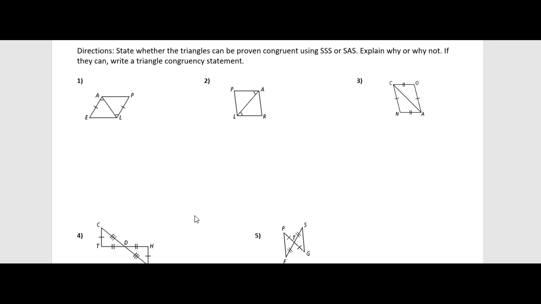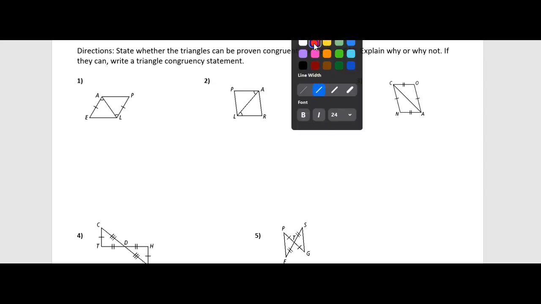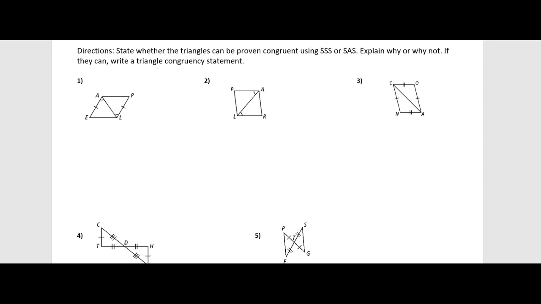Could you use SAS or SSS for either of these two sets of triangles? If you can, try to come up with the correct congruence statement. All right, so for number 1, we currently have one set of congruent sides and one set of congruent angles. The problem is that is not a shortcut, right? One set of sides and one set of angles.